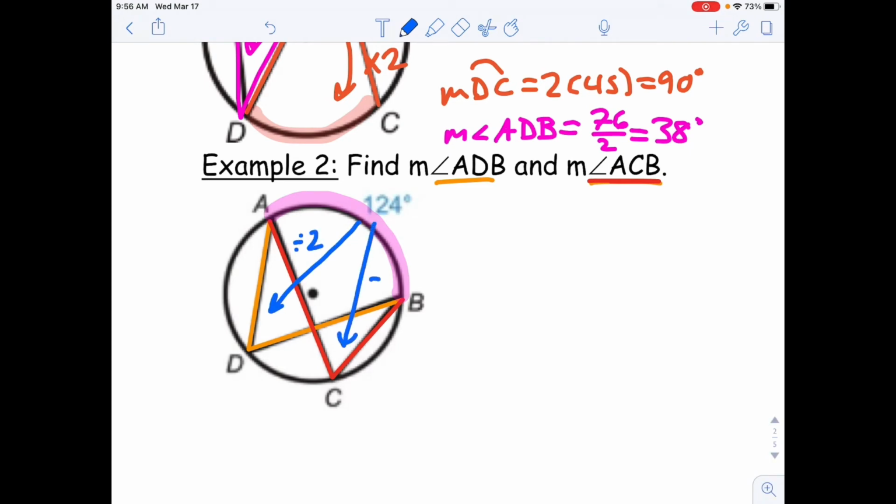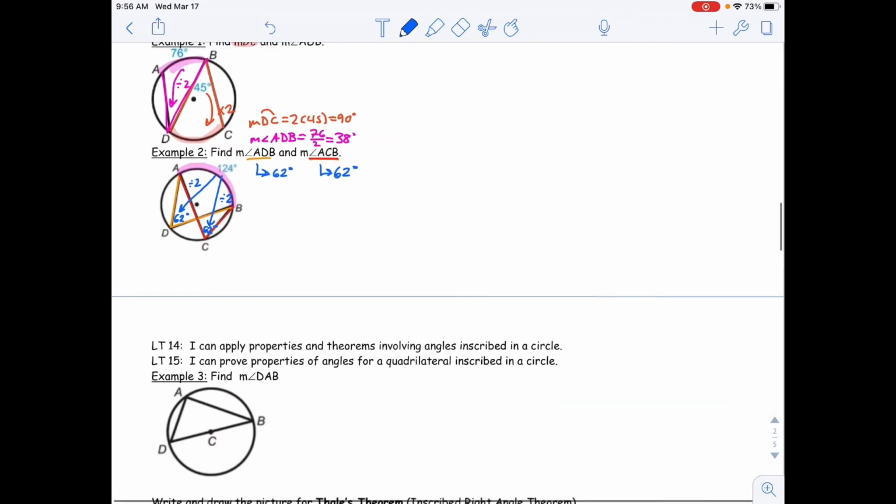It's literally the same thing, and that's actually a fact, a theorem we talk about in a little bit. That if 2 inscribed angles share the same arc, then they have the same angle measure. They're both 62 degrees.